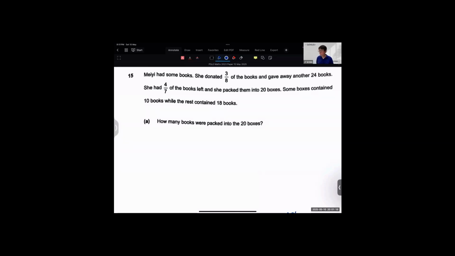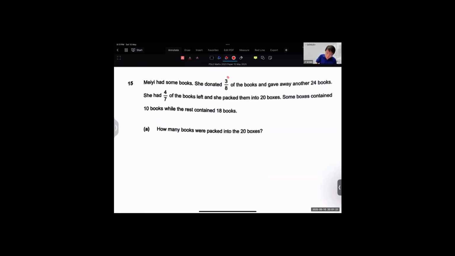So what do we know here? She donated 3/8 of the books. She gave away another 24 books, and she had 4/7 of the books left. Many students think that this is a remainder concept, but no. This is not a remainder concept. This is of the books, which means of the total. This is also of the books, which means this is also of the total. Because they refer to the same whole, you make the denominators the same. So 8 and 7 is 56.